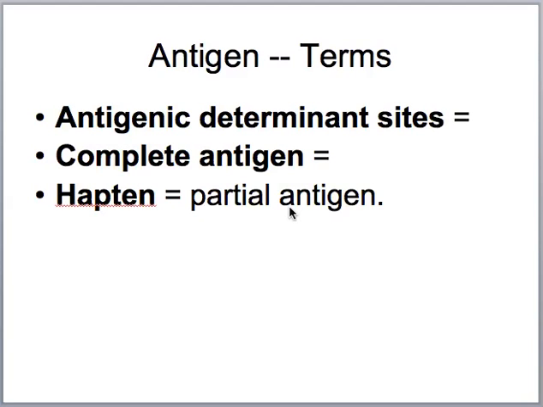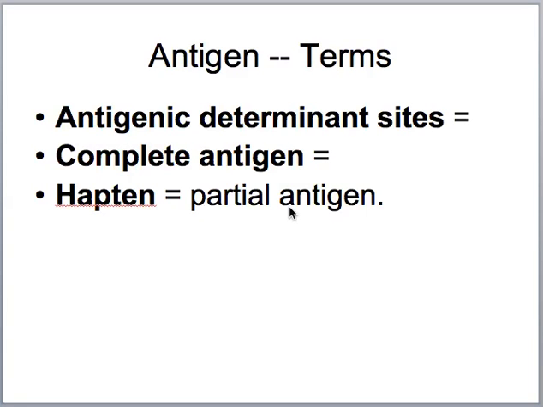We're kind of mopping up our talk about antigens and antibodies and antibody-mediated immunity. We've talked about antibody-mediated immunity and how activation has occurred, activation of the B cells, and what happens. But we're going to talk a little more about antigens and antibodies. So we've got to talk about some terminology.